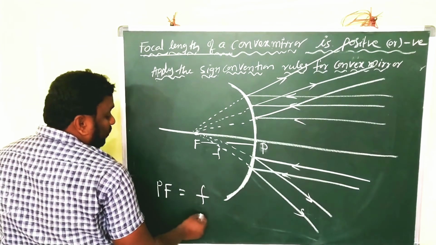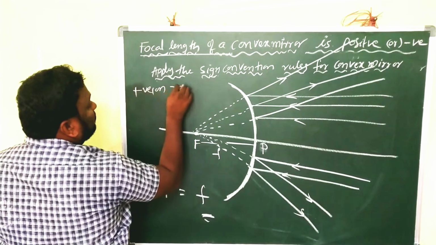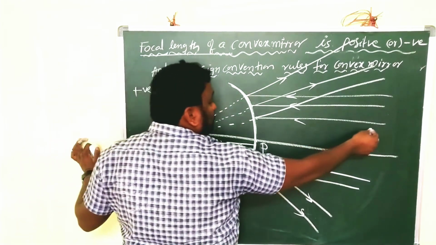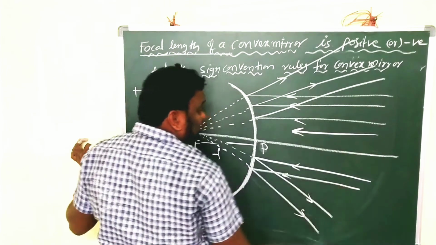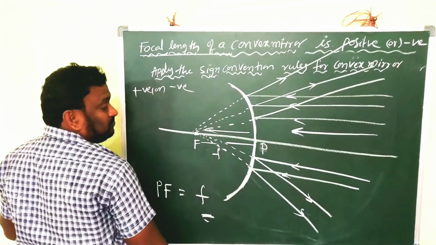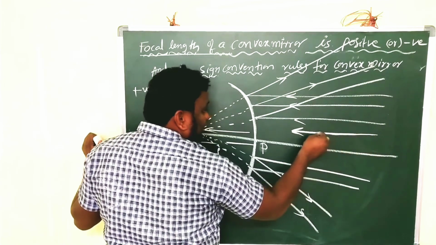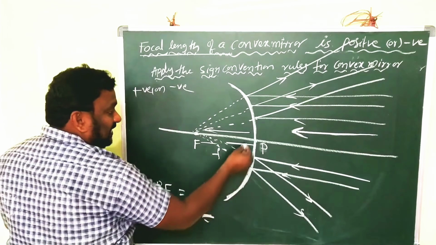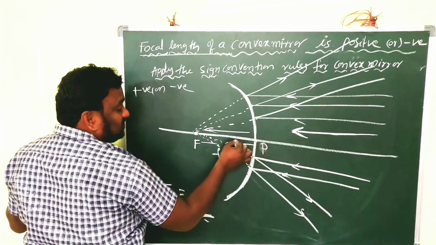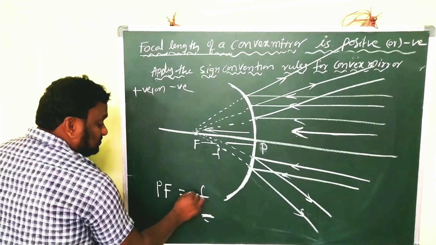Now is this F positive or negative? We have to discuss that. The light is coming from this side, look at the chalk piece where I am drawing. This is the direction of movement of light, and we are taking the distance from P to F in the same direction. So the distance we have taken is in the direction of incident light. That's why it should be taken as positive.